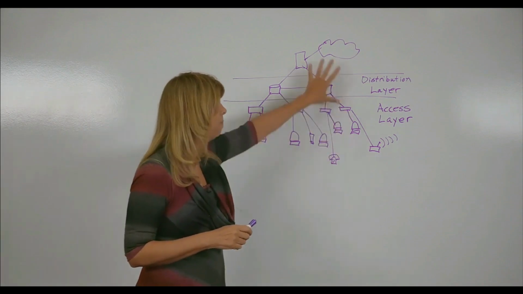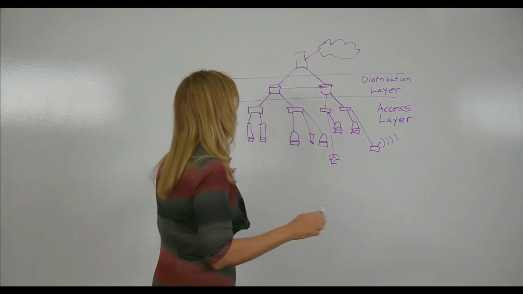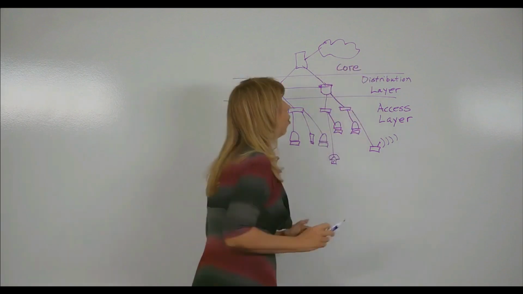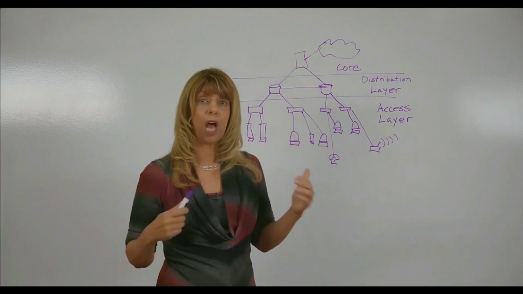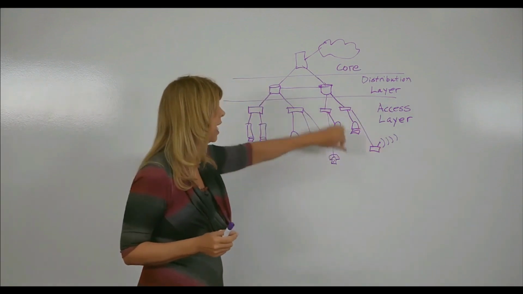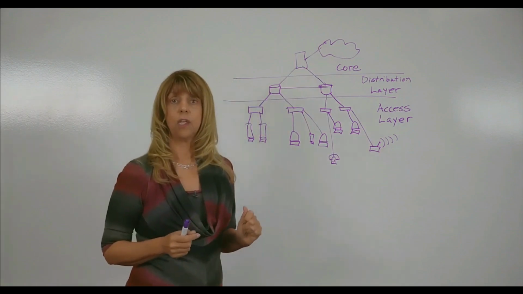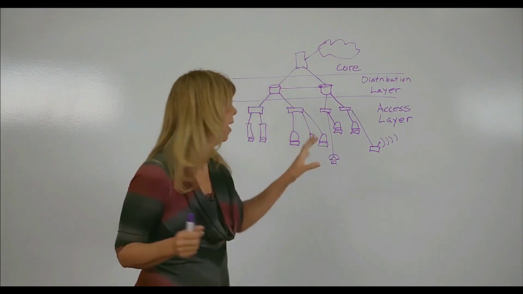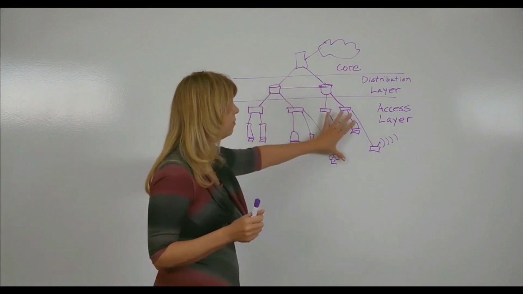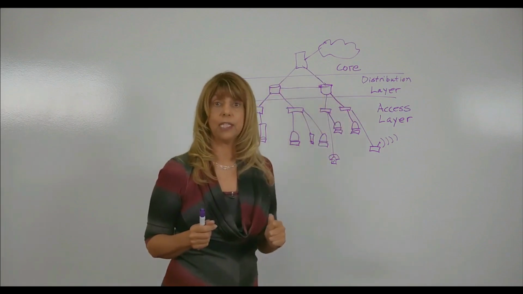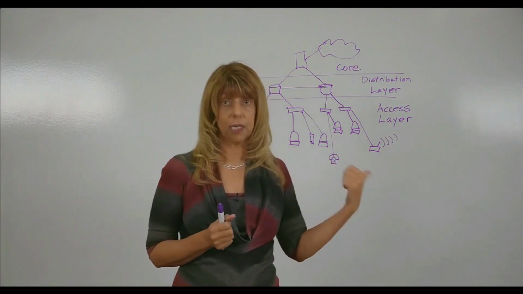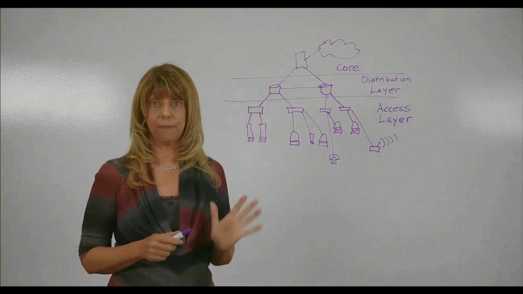Now, above all of that is the core layer. The core layer is responsible for the high-speed processing. So in this case, we have all of our users that need to get to the internet. So our core layer is going to take care of aggregating all of the traffic that's coming from these various devices and making sure that it is efficiently transmitted across the WAN links to the internet.